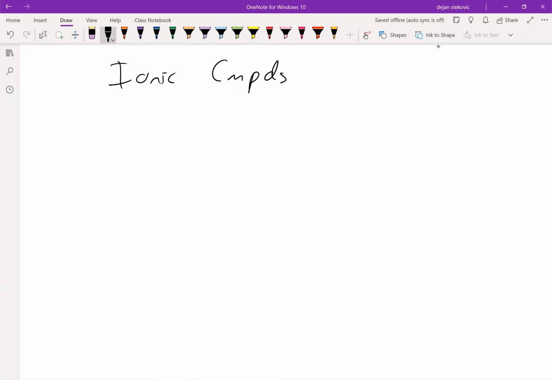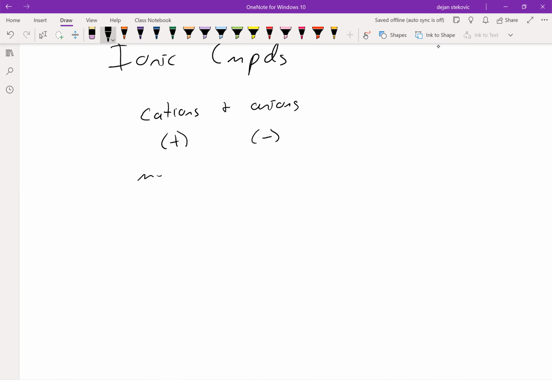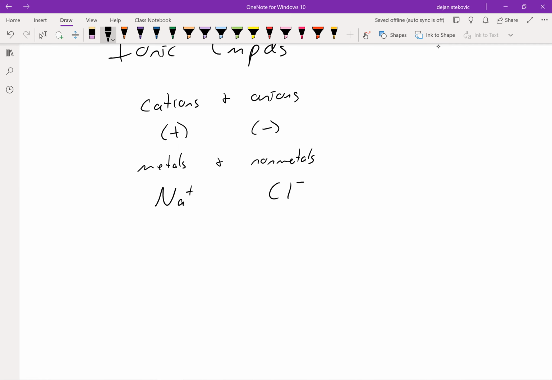All right, next up we have ionic compounds. And remember, ionic compounds are made up of cations, which are positively charged, and anions, which have negative charges in them. And they're generally made out of metals and nonmetals combined together. So for example, table salt is sodium plus and then chloride minus.